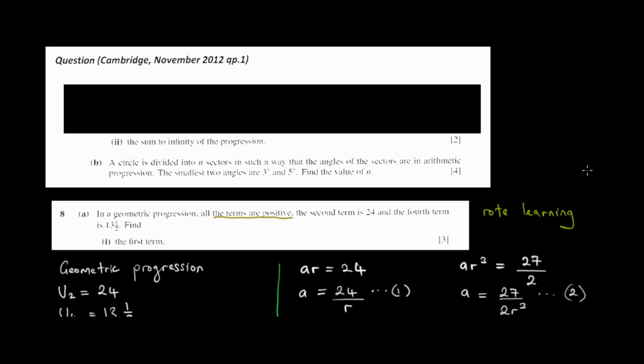Now we want to do the second part, which is to find the sum to infinity of the progression. To find the sum to infinity, we just start by knowing that the sum to infinity is equal to a over 1 minus r. By the way, this had 2 marks, so under 2 minutes to do it, at most under 3 minutes. So here the sum to infinity is equal to a over 1 minus r.